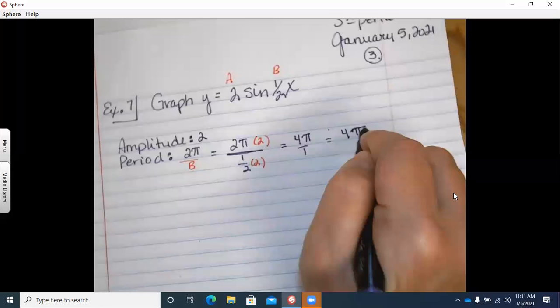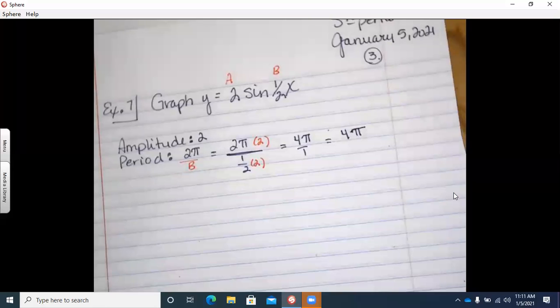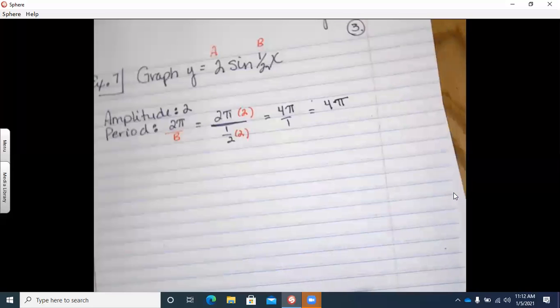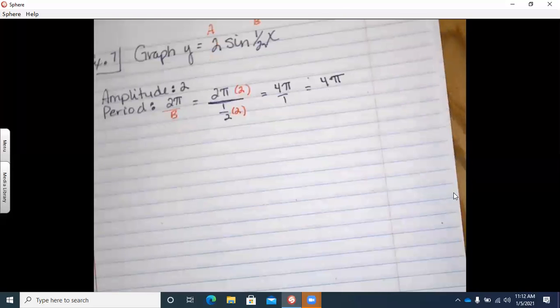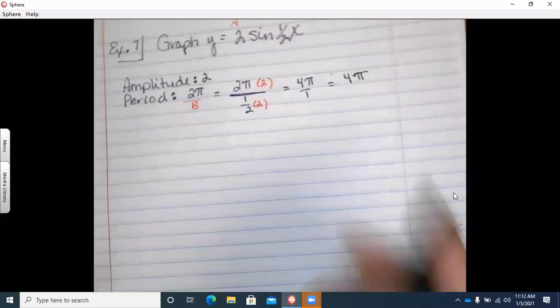That's twice as long as the ones we've been doing, right? But it's just 1 period. So you'll take 4 pi and separate it into 4 equal sections, because 4 pi is the length of 1 complete cycle. You know what I'm saying? So let's figure out what that's going to be first, and then that'll help us figure out what our table is going to be. So our period, our amplitude is 2.